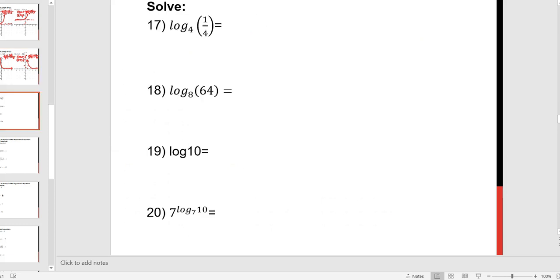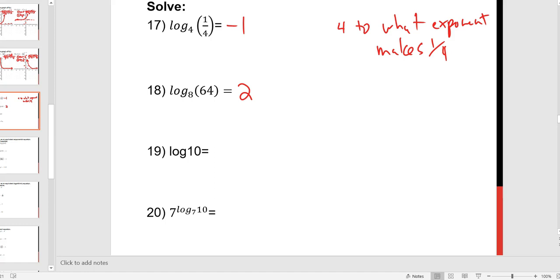For the next several questions, I encourage you to learn how to read logarithms with meaning. So this literally says, 4 to what exponent makes 1/4? Well, that would be -1. 8 to what exponent makes 64? This doesn't have a base, so you have to know that's 10 to what exponent makes 10. And this is an inverse function. The idea that the inverse of a log is an exponent with the same base. So since these are inverses, they can cancel each other out, which we'll use later on, leaving us with just 10.